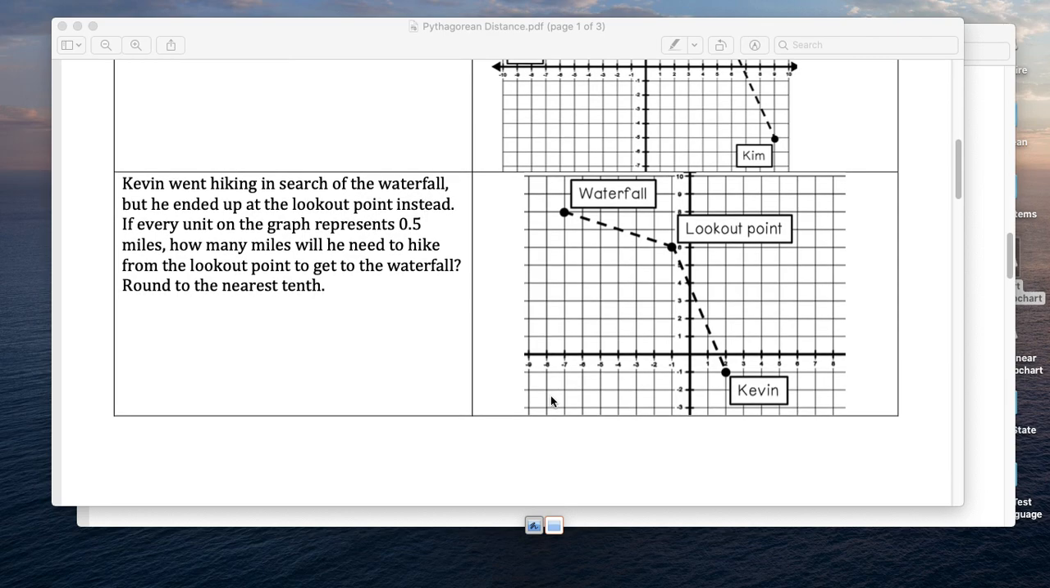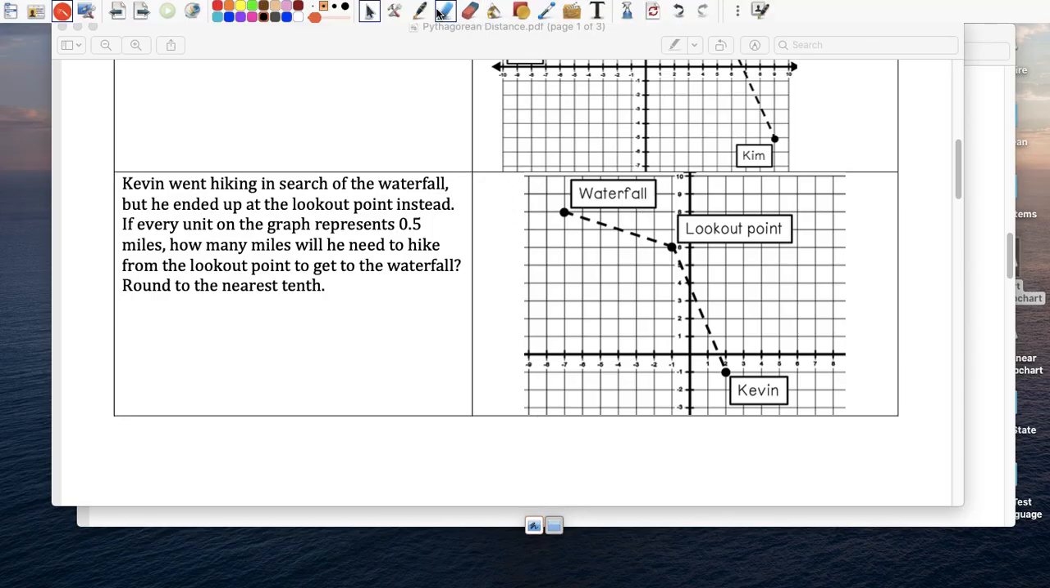What is this? Kevin went hiking, but he ended up at the lookout point instead. Every unit of the graph represents 0.5. How many miles will he need to hike from the lookout point to the waterfall? So Kevin is going to go from the lookout point right here, and he's going to the waterfall. So that's the distance that we want to know. And we have these two. Those are the two legs that we're missing.